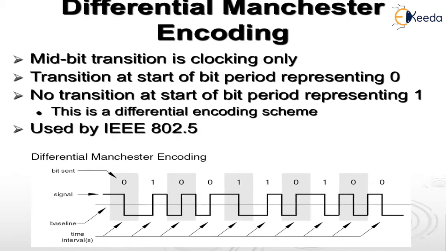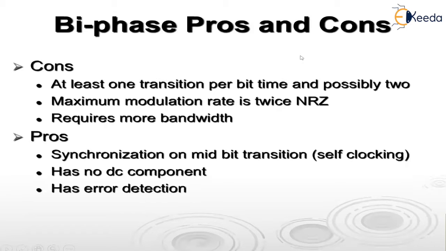Differential Manchester has an added advantage of employing differential encoding. Differential Manchester has been specified for application in the IEEE 802.5 token ring LAN, in which shielded twisted pair is used as a transmission media. Then biphase coding schemes, pros and cons.